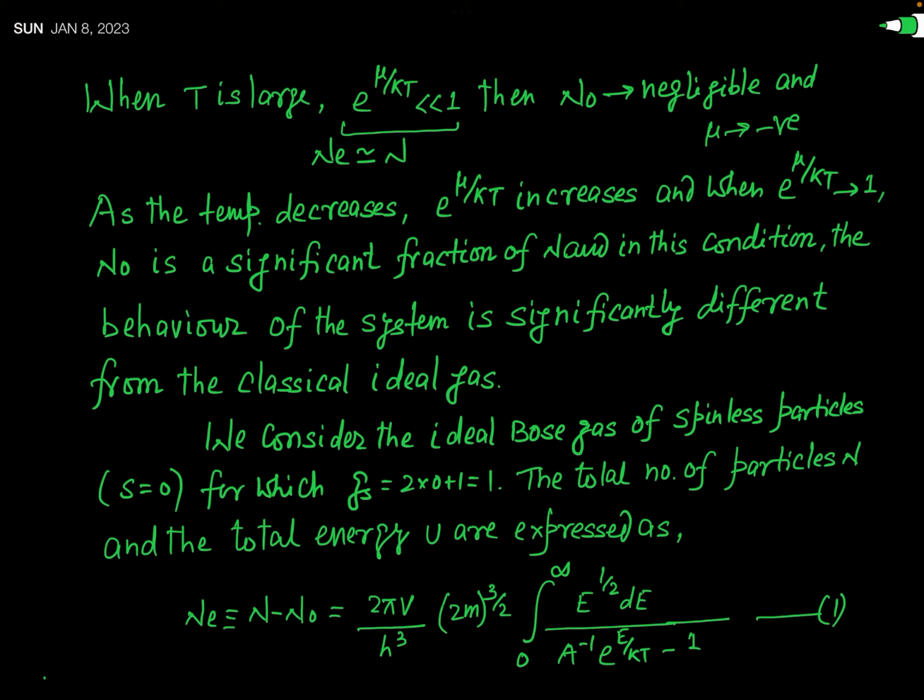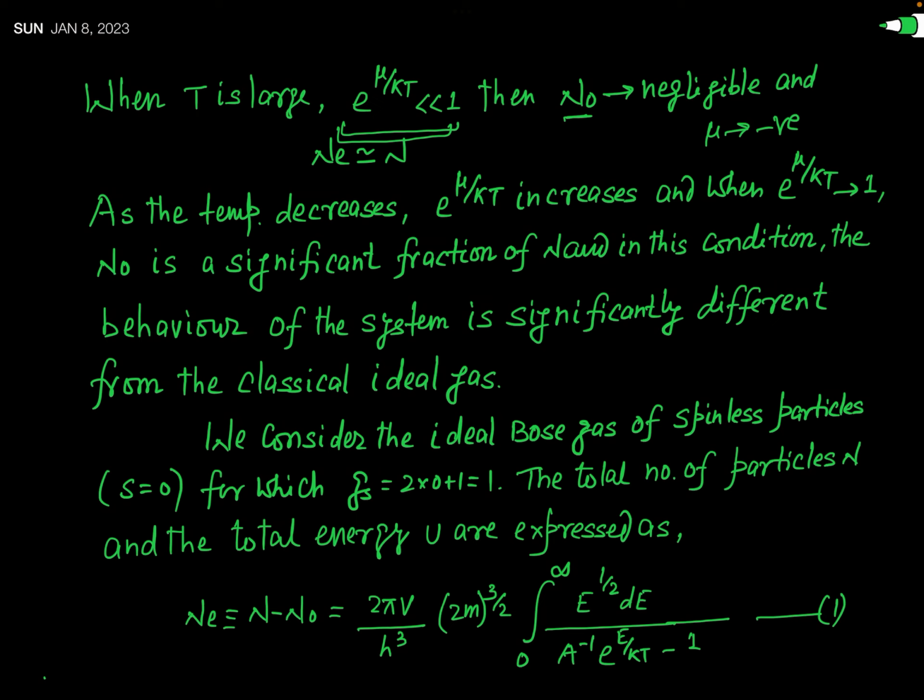But when T is very large, in that condition, this number e to the power mu by kT will be much smaller than 1. In fact, in this condition, the number of particles in the ground state is negligible. Almost no particles are found in the ground state. So what will happen? Almost all particles will be in the excited state.